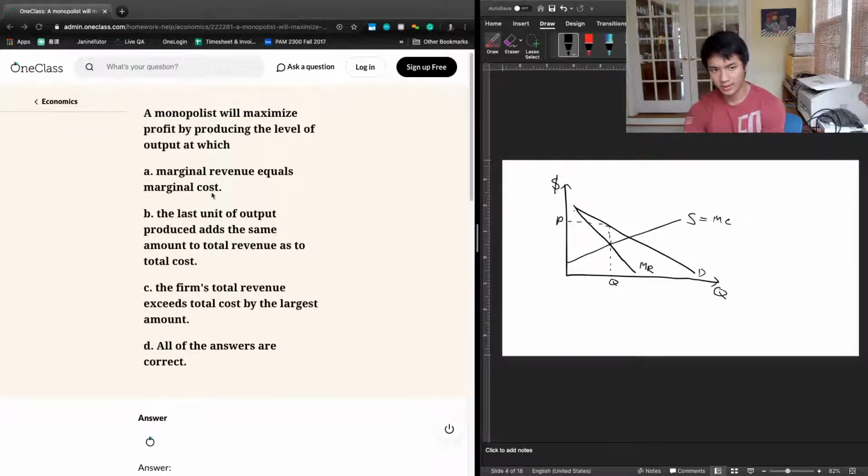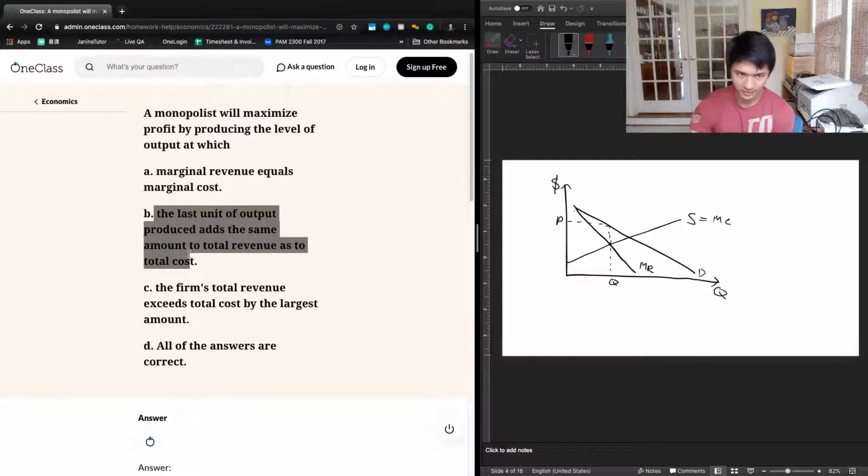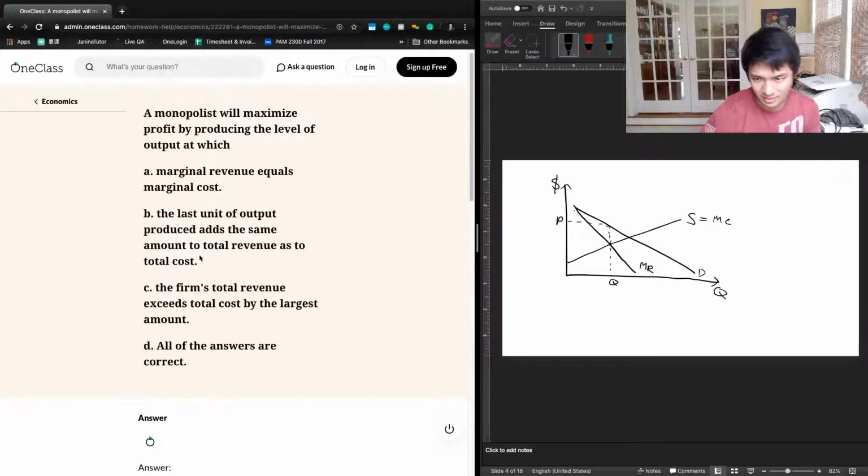But looking at the other answer choices, marginal revenue equals marginal cost is true, but if you look at answer choice B, the last unit of output produced adds the same amount to total revenue as total cost. Adding the same amount to total revenue as the total cost means that marginal revenue and marginal cost are the same, right? At no other level is that going to be true. And so if you're adding the same amount of total revenue, you have a marginal revenue. And as you do the total cost, you have marginal cost. This is the same answer choice as answer choice A.